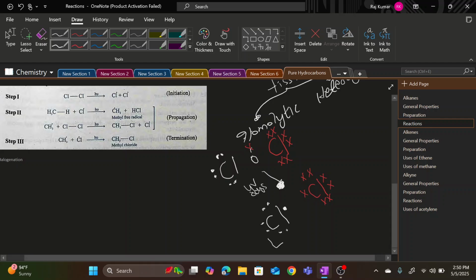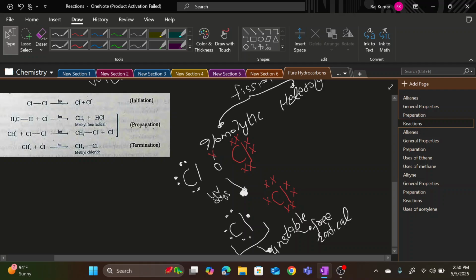Now, this chemical species which is made as a result of homolytic fission is very unstable, and this is known as a free radical. Very unstable, and that is known as a free radical. So homolytic fission produces free radicals in a nutshell.